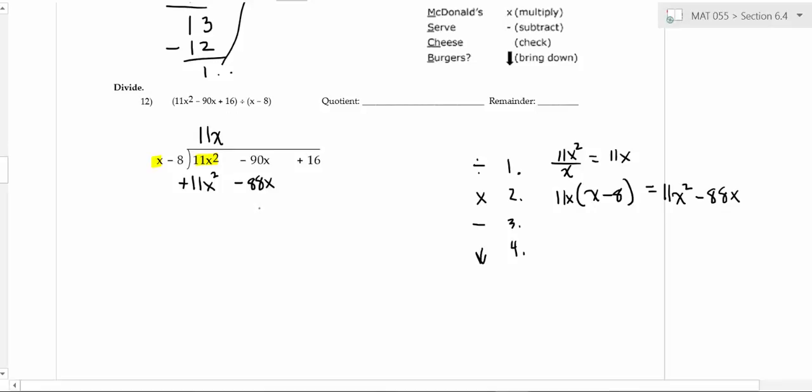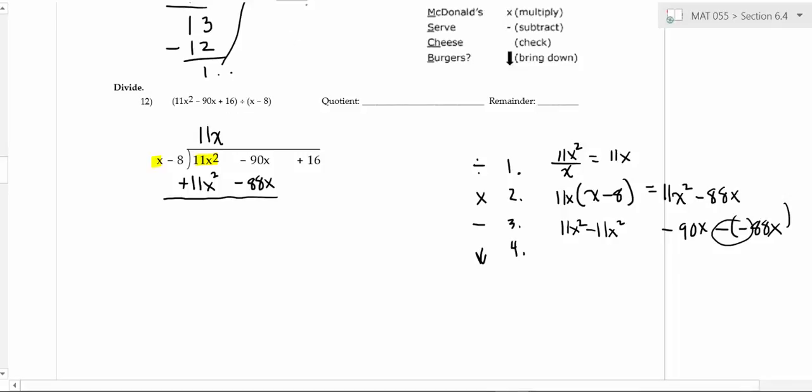subtract. Now, here you've got 2 ways you could do this. You're really doing 11x squared minus 11x squared, which is 0. And then really you're doing negative 90x subtract negative 88x. You're doing negative 90 subtract negative 88. How do you handle that subtract a negative thing? You add. Okay, now this is the way I teach it.